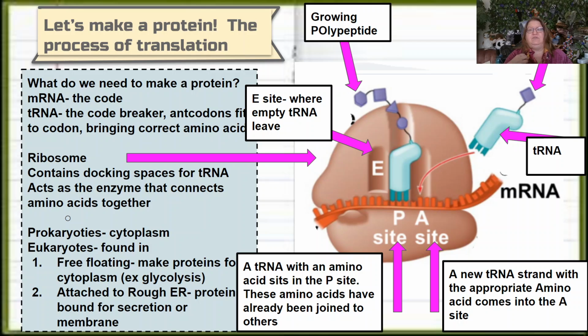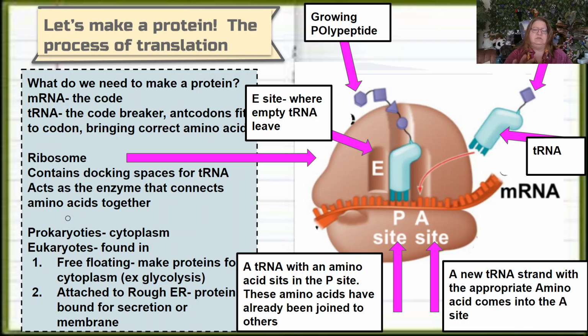However, if it's a protein that's destined for secretion or the membrane, and we discussed this a few months ago, if it's going to go there, the ribosome needs to dock to the rough ER, where it's going to finish translating the mRNA, and then that protein is going to be taken to the right place. So here we see our ribosome.